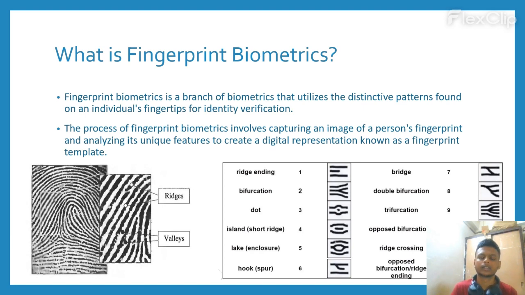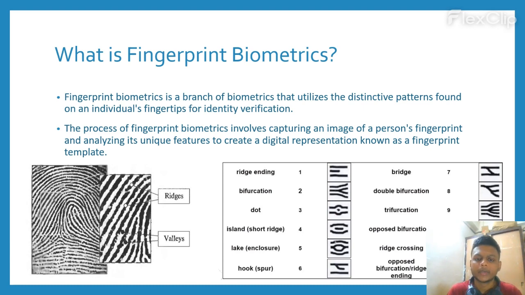The process of fingerprint biometrics involves capturing an image of a person's fingerprints and analyzing its unique features. So let's discuss what we mean by unique features. We know that everyone has a different fingerprint which consists of ridges and valleys. These ridges and valleys combine and form a unique fingerprint. Ridges are the elongated and elevated parts of our fingerprints and valleys are the areas between them.